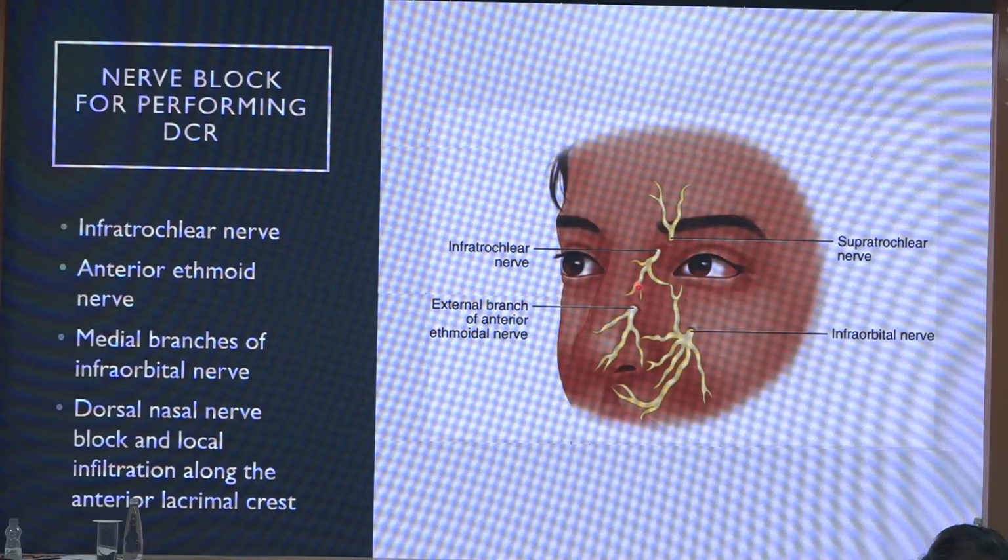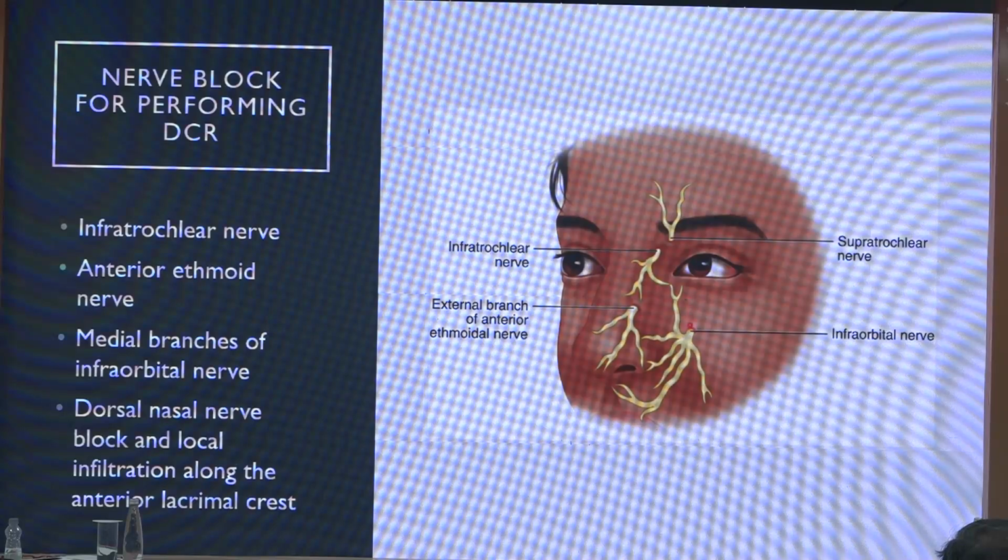And how do we trace the position of the infratrochlear nerve? No doubt it's at the level of the MPL, but you trace the posterior lacrimal crest, you trace the bony rim, and you go to the anterior lacrimal crest. Where you know that it is the position of the MPL, there we infiltrate, we go inside, we reach the periosteum, come out a little bit, and then do the infiltration. Then, with the same needle, you can go down and you can block your ethmoidal nerve, this nerve. And this nerve can also be blocked by the transcaruncular approach.